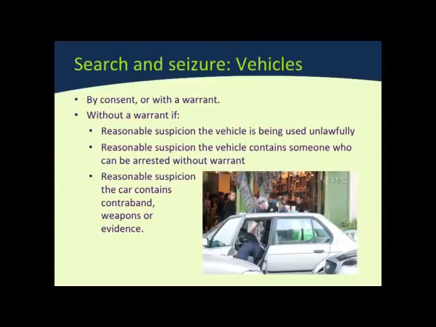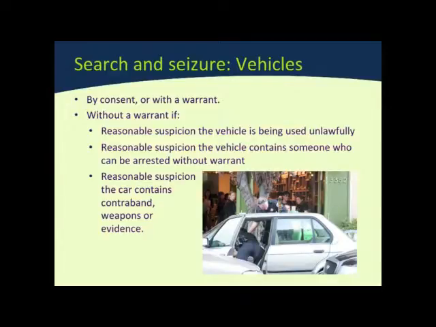Now, reasonable suspicion the vehicle is being used unlawfully, that doesn't mean speeding. That doesn't mean they saw you going through a red light and that gives the police the right to search the vehicle. What we're talking about here is stolen or unregistered vehicles. They can also search if they have a reasonable suspicion the vehicle contains someone who can be arrested without a warrant. Okay, so a crime has just been committed, police believe they know who committed that crime and they see that person in the vehicle, well, they're entitled to stop the vehicle and they're entitled to search the vehicle.